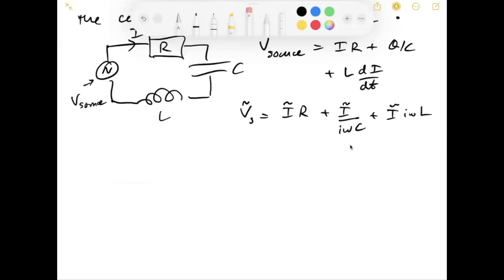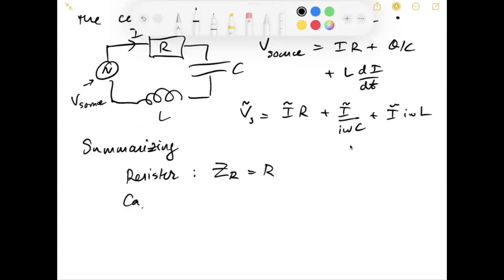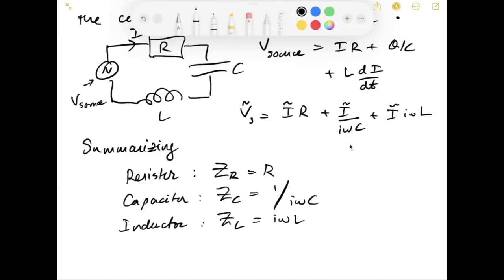Summarizing, for a resistor we have the impedance Z sub R is just R. For a capacitor, Z sub C is 1 over I omega C. And for an inductor, I omega L.